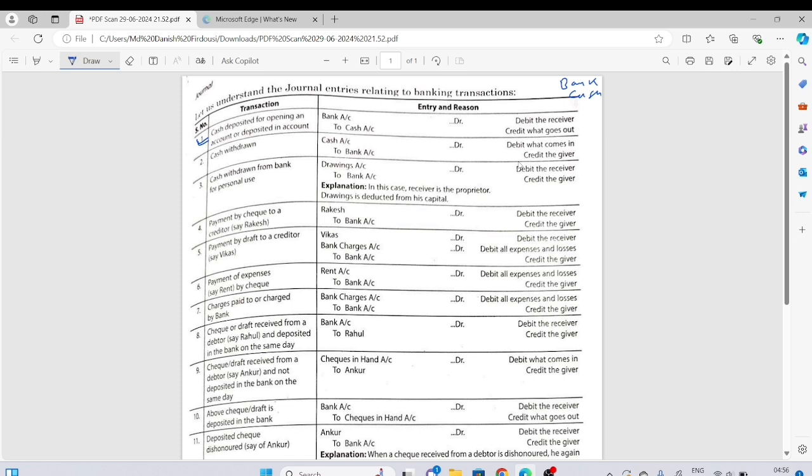If you deposit cash into the bank, it means your bank will receive the money. So here the bank will be debit, and cash is the real account. What is the rule of real account? If we talk about the rule of real account, it means debit what comes in and credit what goes out. Here you are depositing cash into the bank, it means your cash is going out. So here the cash balance will be credit.